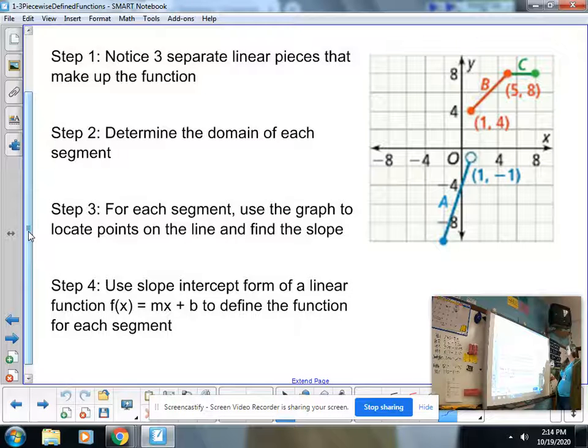So step one, you want to see how many pieces you have. In this problem, we have 3 separate pieces, so that means I'm going to have 3 lines in my piecewise function. Step 2, determine the domain of each segment. So you want to look at your left and your right values for each of the pieces that are shown.